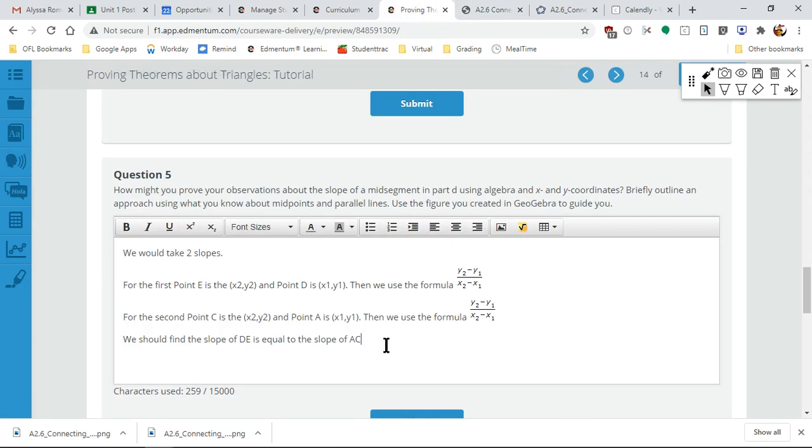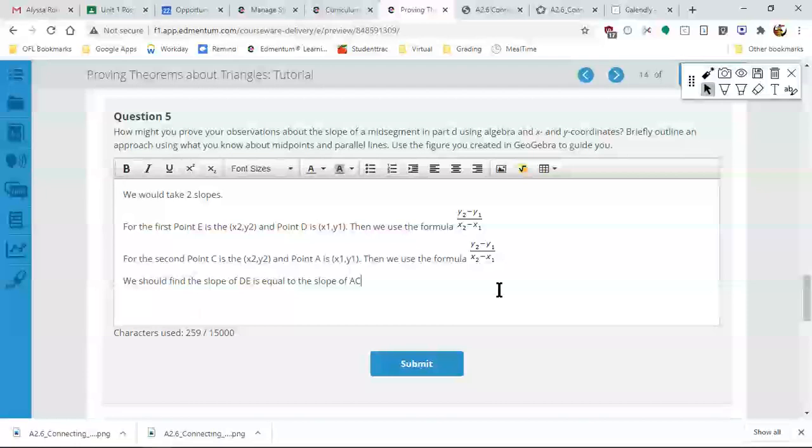In fact, if you don't even want to mention the algebra formula, I don't care. Just say we find the rise over run of DE, and we find the rise over run of AC. We should find that the slopes are equal. That's way easier, and that's a more geometry way of doing it, using the figure created to guide you.